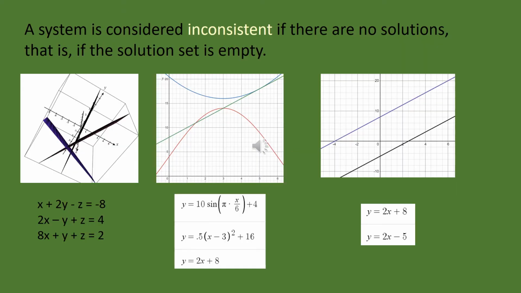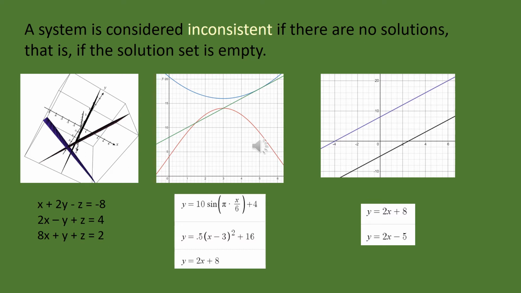A system is inconsistent if there are no solutions to the system. That is, if the solution set is empty. So remember, for a solution to be a solution, it has to make all of the equations true simultaneously. Here we have 3 examples. One example is of 3 linear equations in 3 variables. Thus, we're looking at the graph of 3 planes.